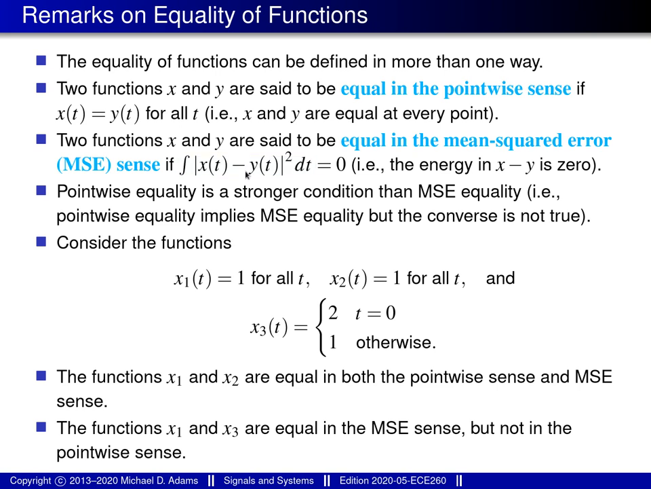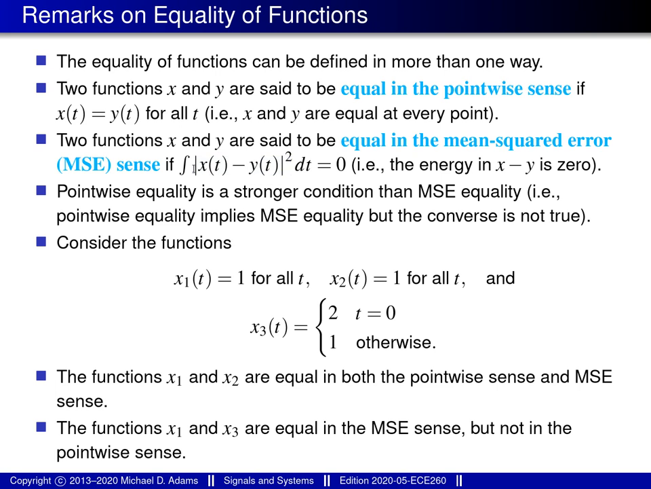When we do this, we end up with a function that's 0 everywhere except at the origin, because x1 and x3 are equal everywhere except at the origin. So when we take their difference, we get a function that's 0 everywhere except at the origin. At the origin, because one of these functions is equal to 2 and the other is equal to 1, we'll either get minus 1 or plus 1. But it doesn't matter whether it's minus 1 or plus 1 because we immediately take the absolute value. So we always get 1 after the absolute value operation, and then we square, which gives 1 squared, which is 1.